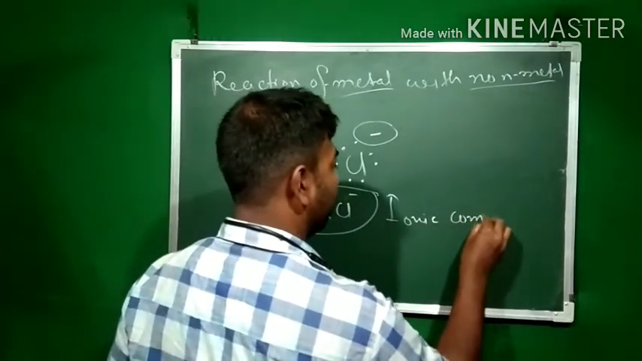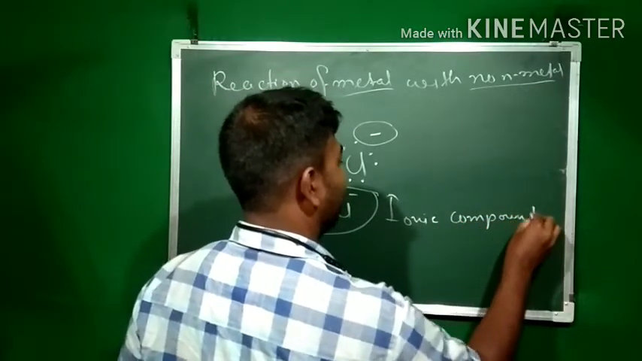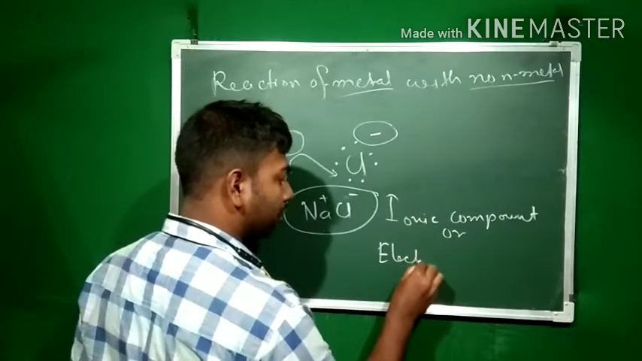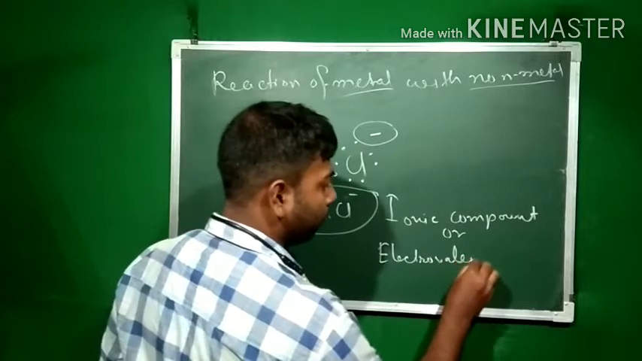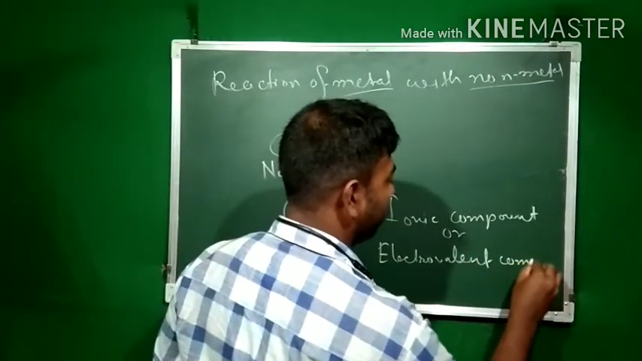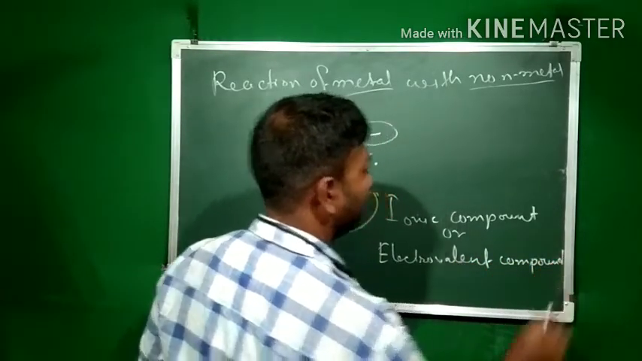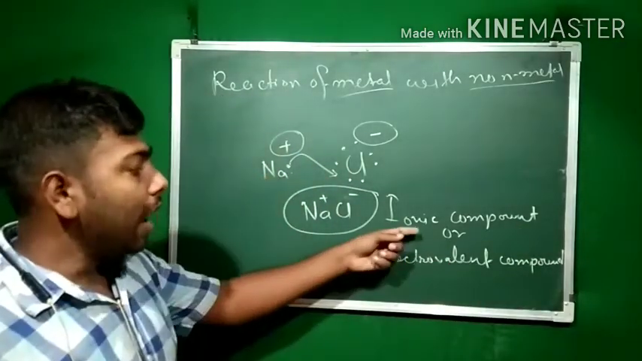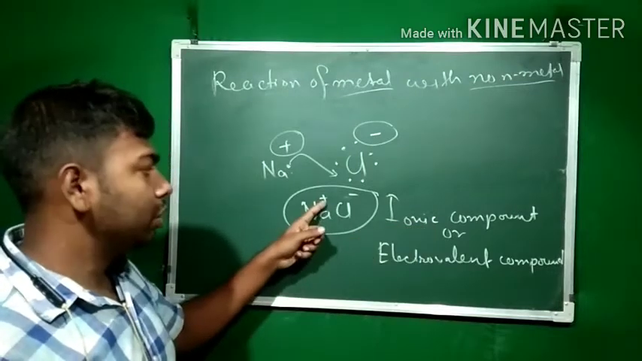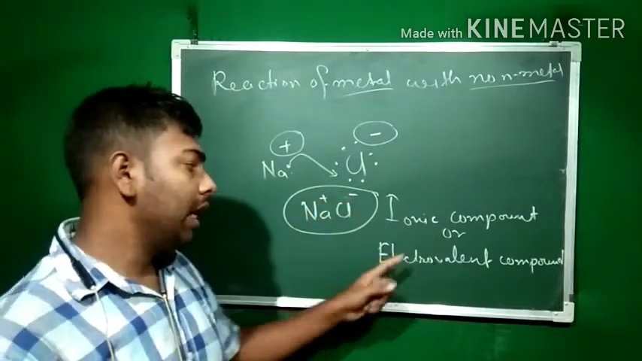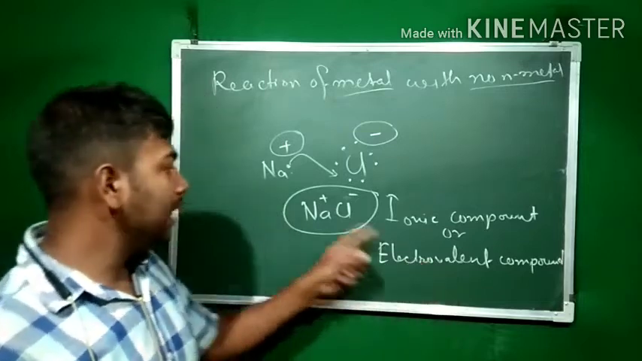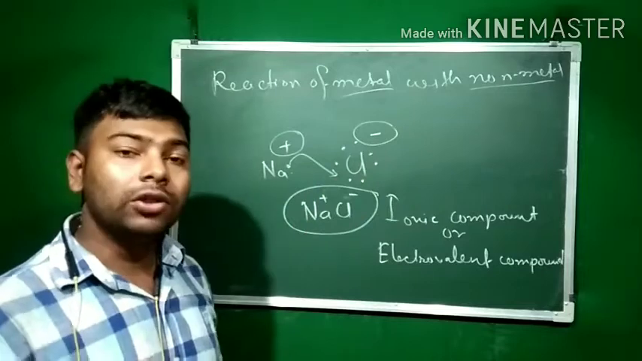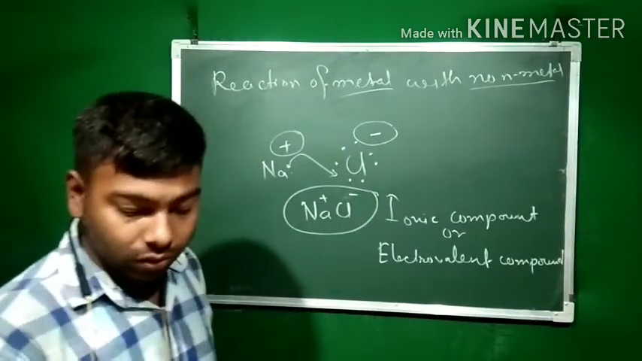This type of bond forming compounds are known as ionic compounds or electrovalent compounds. Now what do we mean by ionic? Ionic means here a positive ion and a negative ion are formed, that's why it's an ionic compound. And electrovalent means electron transfer takes place from one element to another, that's why it is an electrovalent compound also.